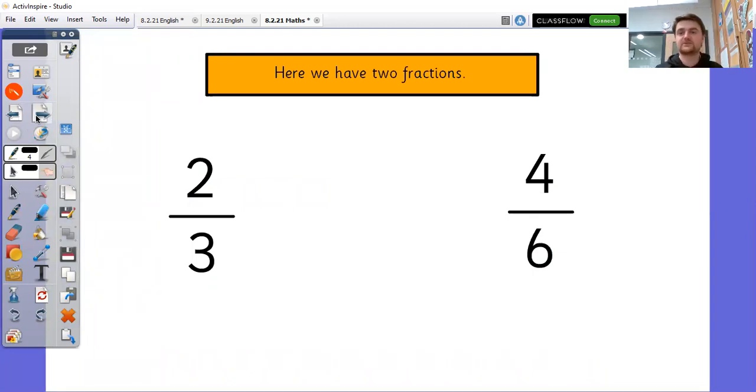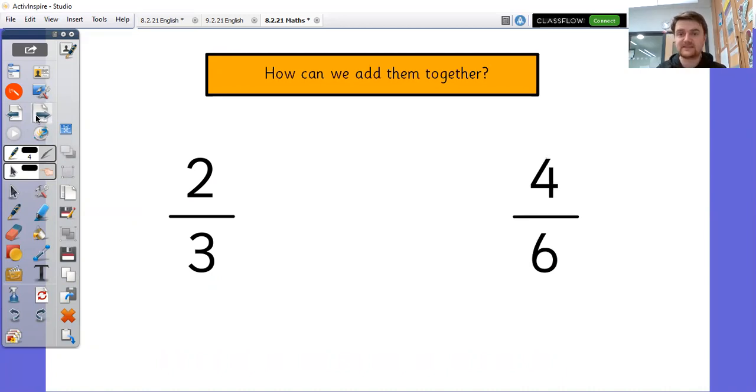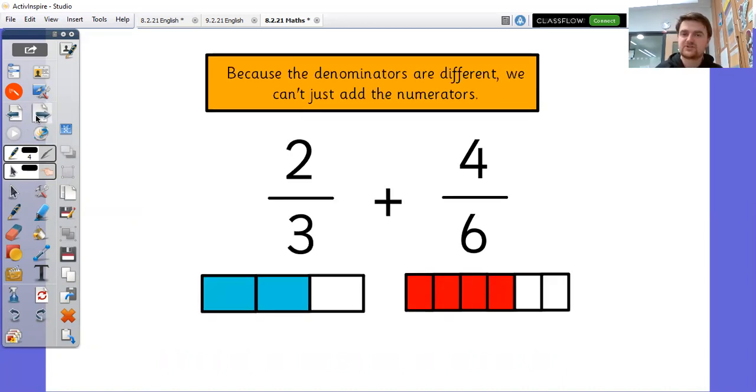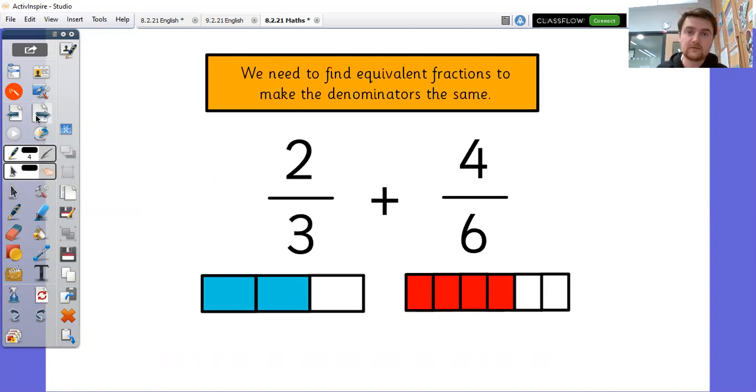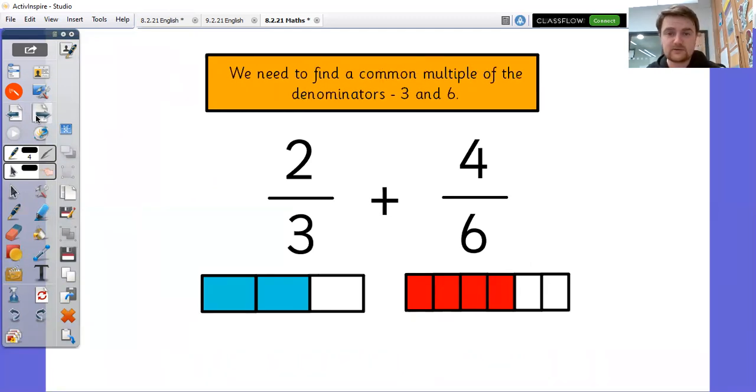First of all, here we've got 2 fractions. How can we add them together? Because the denominators are different, we can't just add the numerators together. We need to find an equivalent fraction so that the denominators are the same. So let's have a look and see what we can do.